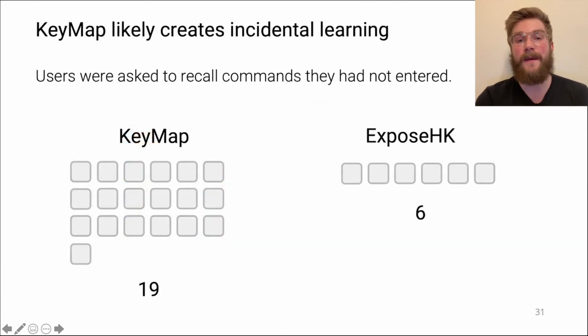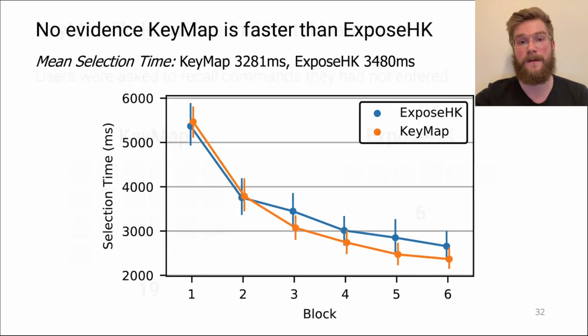We also found that KeyMap likely creates incidental learning. Across the entire experiment, KeyMap users were able to remember 19 commands that they'd never seen before, whereas ExposeHK users were only able to remember 6. And this is also a statistically significant difference. We didn't find any evidence that KeyMap is faster than ExposeHK. Both mechanisms gave us selection times of around 3.2 to 3.4 seconds.